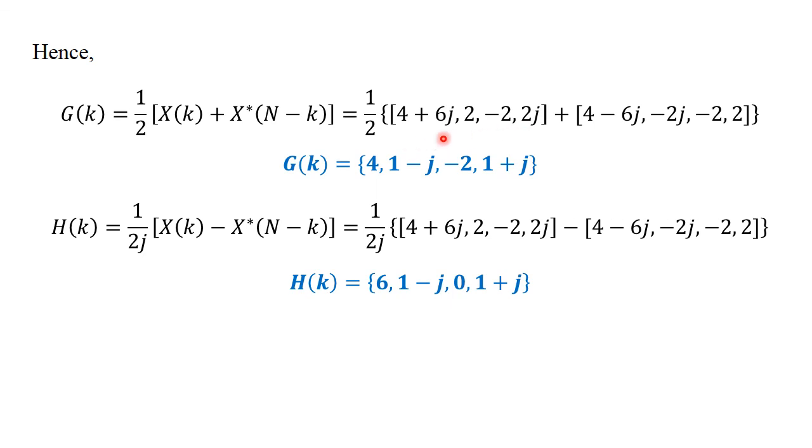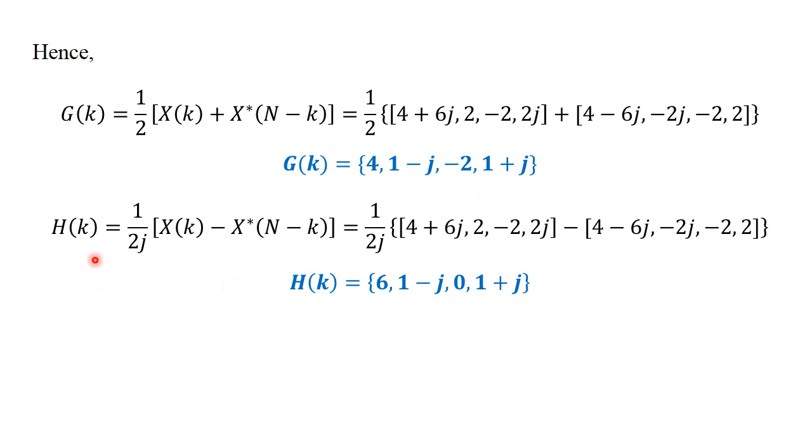This is the X of k representation. This is the X conjugate of N minus k representation. After simplification, we are going to obtain this as the answer. So remember, we are going to perform position-wise addition, and then finally after simplification we are going to obtain this as the answer for g of k.